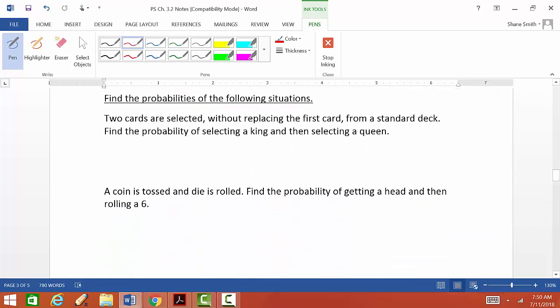So for example, two cards are selected without replacing the first card from a standard deck. Find the probability that selecting a king and then selecting a queen.